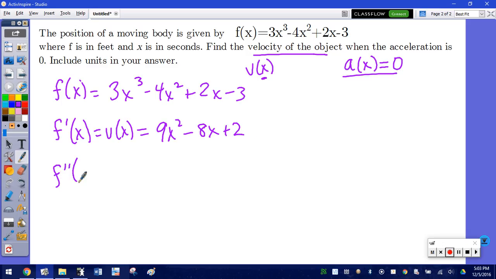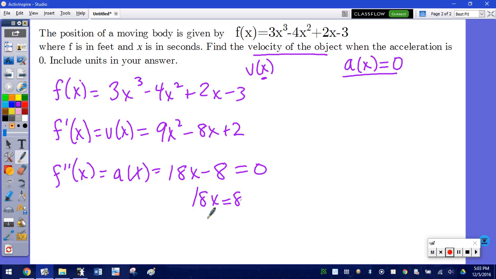We're going to come back to this because we don't yet know what to plug in here. The second derivative is the acceleration function. It should be 18x minus 8, and 2's derivative is 0. So this says when the acceleration is equal to 0, set it equal to 0, and it's a simple linear equation: 18x equals 8, so x is equal to 8 over 18, which simplifies to 4/9. So that is when the acceleration is 0. So we now know what to plug in here.